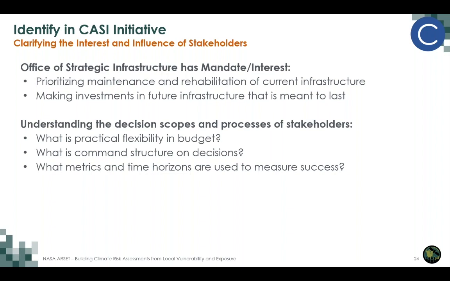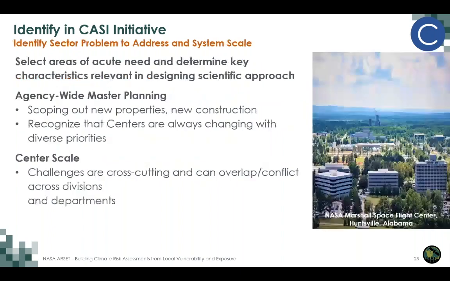And through this, it's essential to understand their day-to-day workflow and decision scopes, with answering questions like what is the practical flexibility in the budget, what command structure is available on decisions, and what metrics and time horizons are used to measure success in the project. This really helped CASI determine the planning and development structure of the overall project. All of this fed into identifying the sector problem and system scale for CASI.